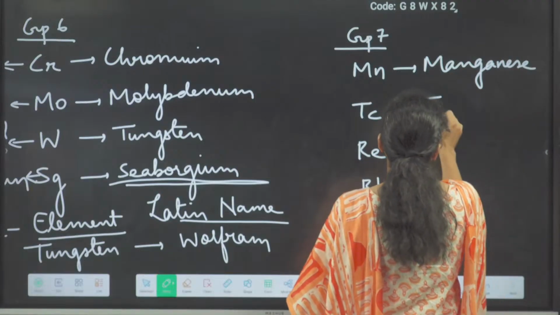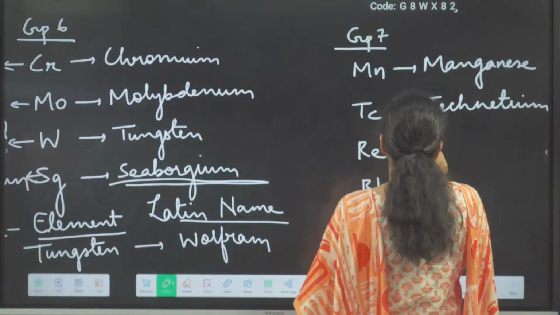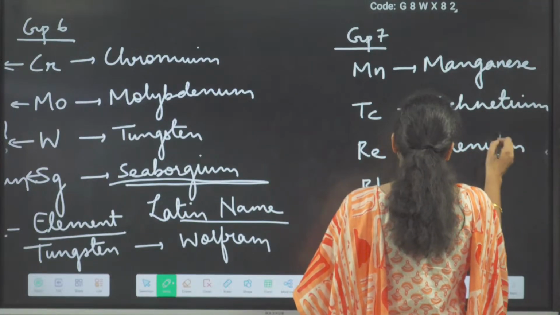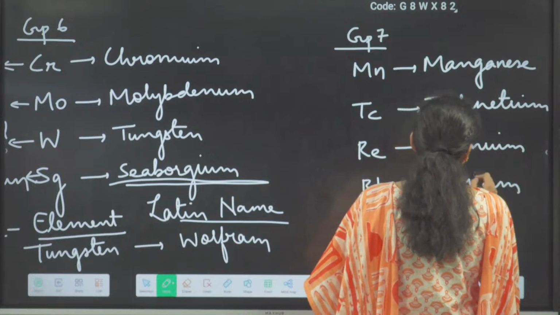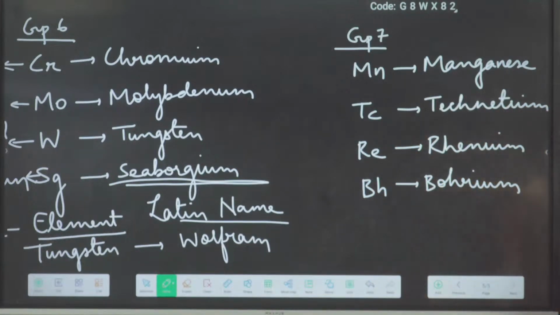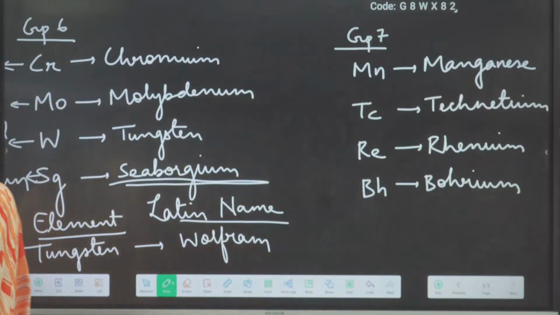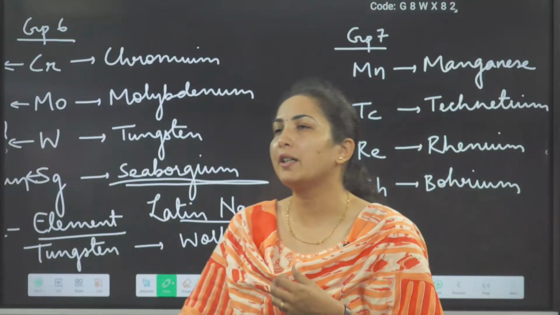Manganese, technetium, then rhenium, then bohrium. Right? Now how do you remember this? To remember this, suppose Bohr is your friend, right?